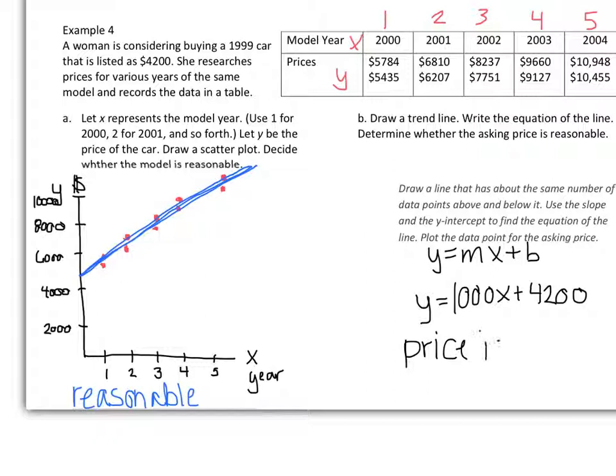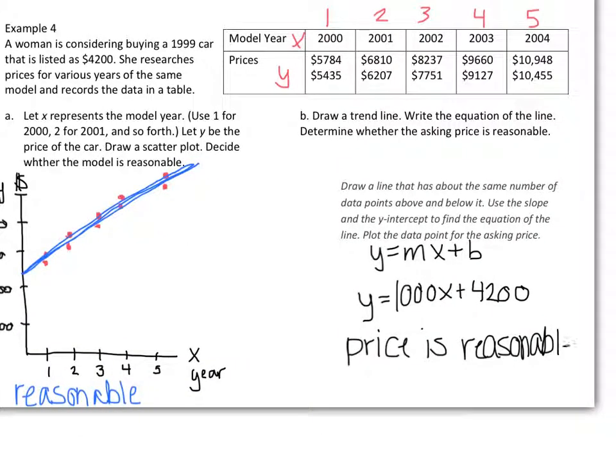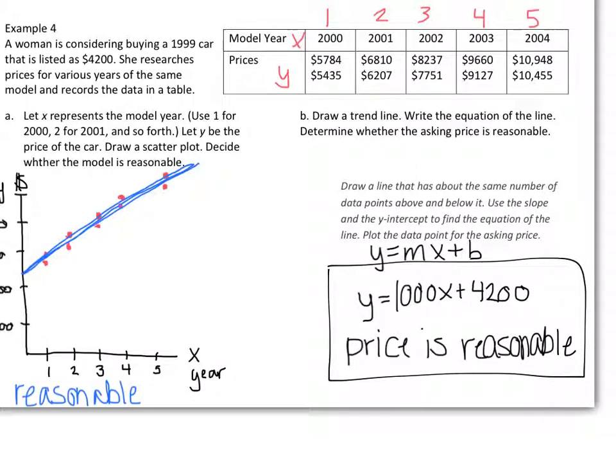So you can use something like this if you want to figure out if the car or whatever you're looking for is reasonable, if they're trying to gyp you. No cars are reasonable.